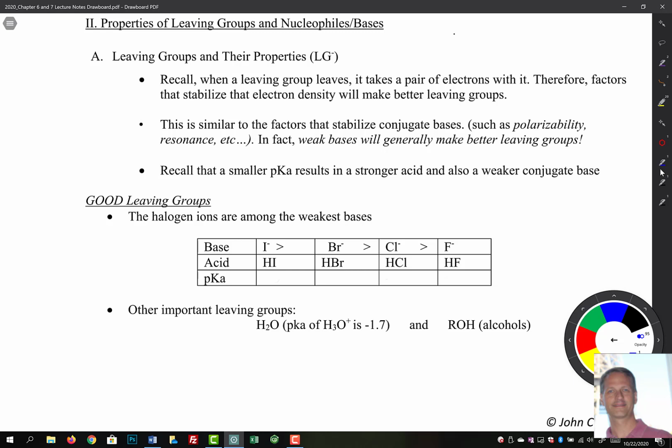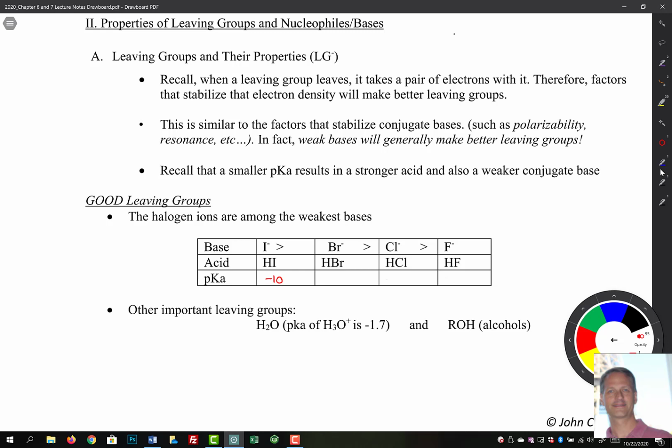Halogen ions are among some of the weakest bases. If you look at pKa's, the pKa of HI is -10. It's one of our strongest acids, and therefore its conjugate base is one of the most stable conjugate bases. It's one of the weakest conjugate bases, so it's a stable ion. It's large, it's polarizable. Remember, we talked about that before.